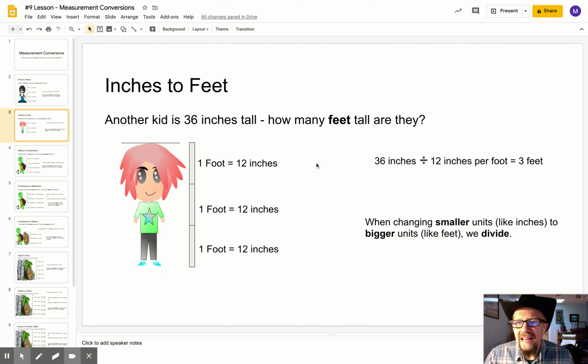Now, what if we have inches, but we want to go to feet? So this kid is 36 inches tall. We're going to take those 36 inches and divide by those 12 inches, 12 inches every foot. That gives us 3. 36 divided by 12 is 3. Again, pause the video. Make sure you really get it.